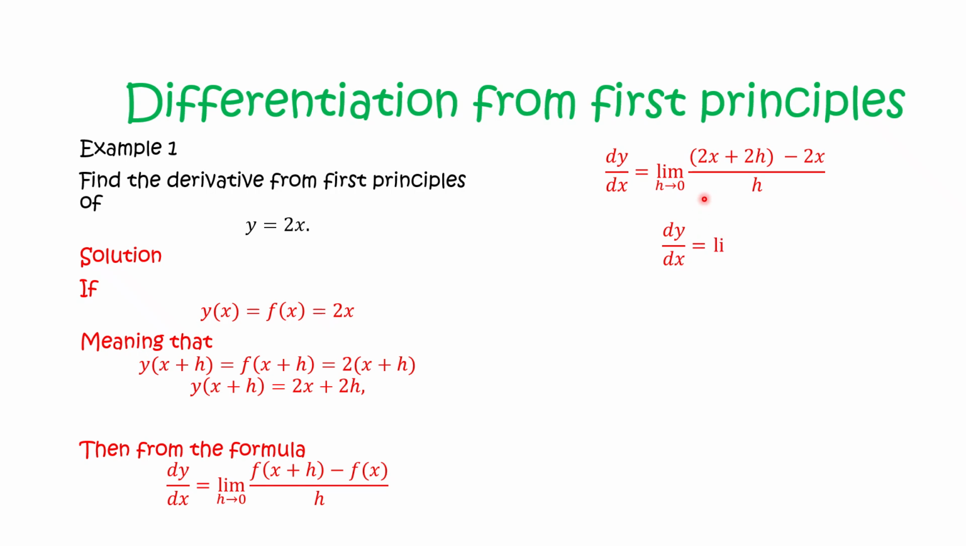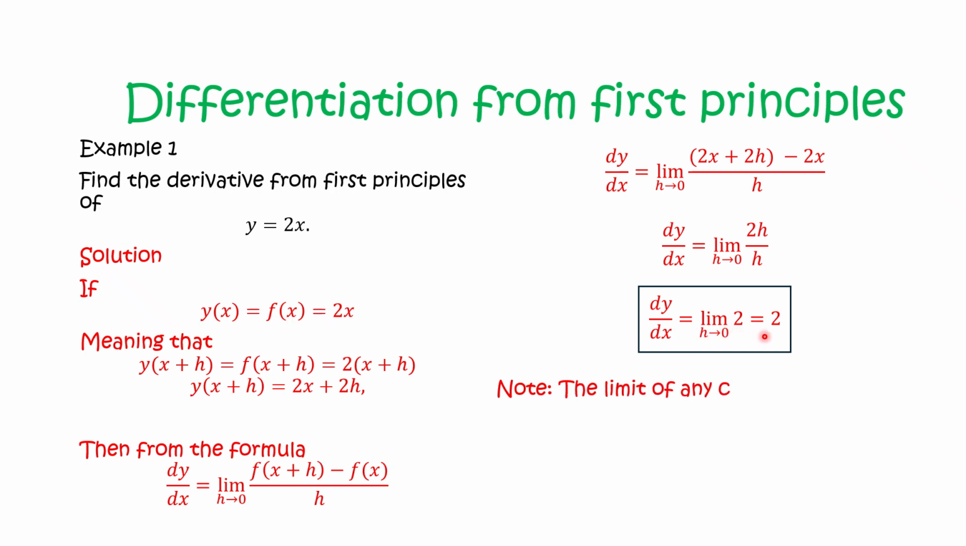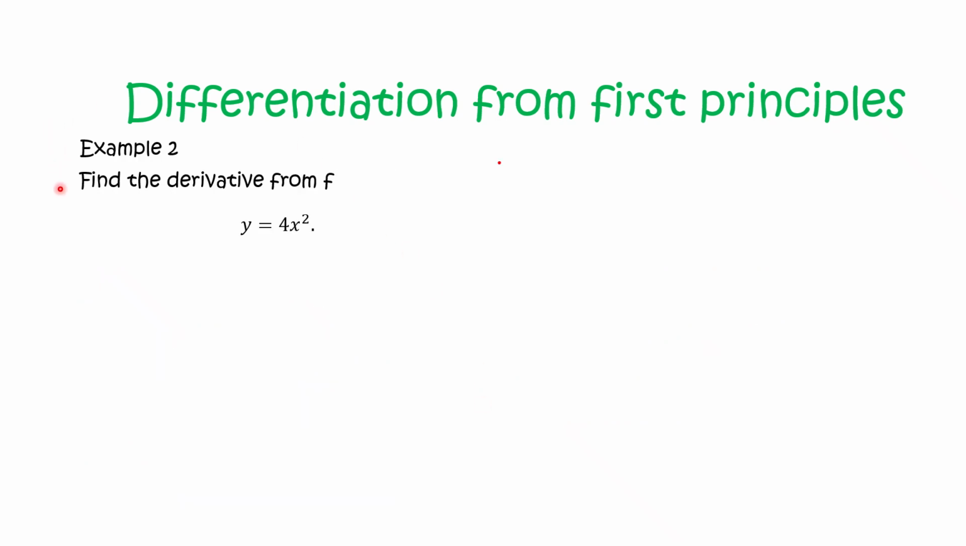We open the bracket in the numerator. We are going to have dy dx is equal to the limit as h approaches 0 of 2h over h. Now, we see that we have a common factor, h. As this cancels out, we end up having the limit as h approaches 0 of 2, which is equal to 2. This will be our final answer. And take note, the limit of any constant c as h approaches 0 is equal to that constant c. So that is what we have from this example. Let's look at example 2.